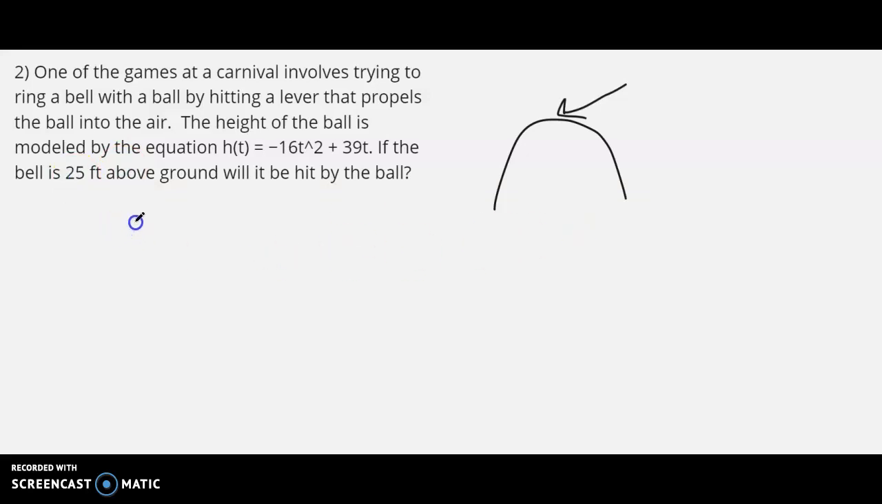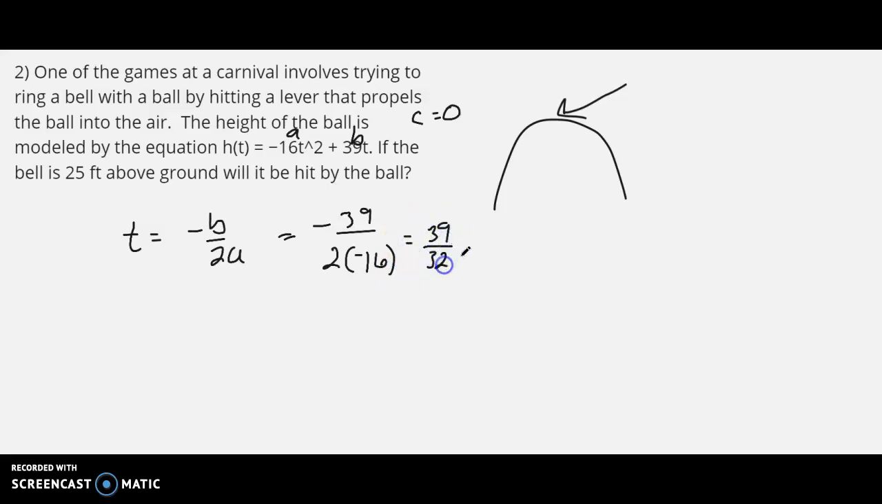Let's find the x-coordinate of the vertex, negative b over 2a. In this problem, we have a, b, and c. We don't need c, but it's actually 0. Negative b would be negative 39. 2 times a would be 2 times negative 16, which is negative 32. Negative over negative is a positive. 39 over 32 equals about 1.22 rounded.